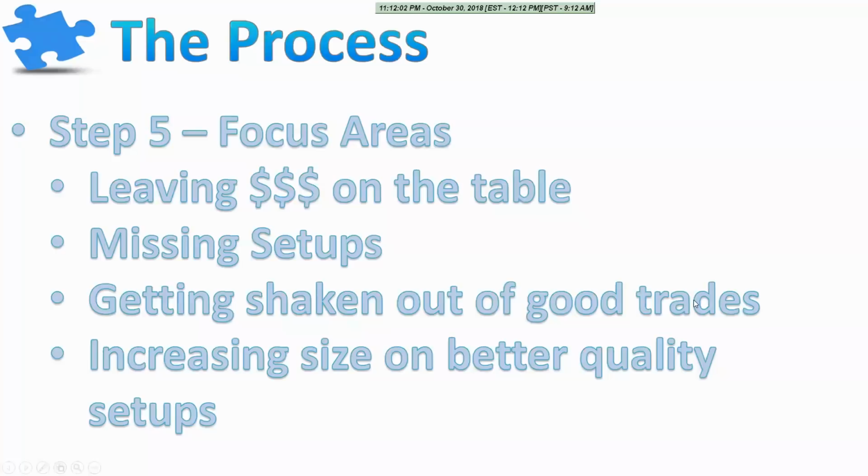But there's a whole bunch of other problems that traders have. Phil's saying he gets out too early on most momentum trades. So the key problems that people have: one is leaving money on the table. Two is not taking setups. Three is getting shaken out of good trades. And number four is not increasing size on better quality setups, right?